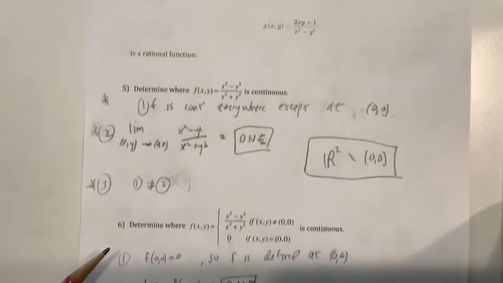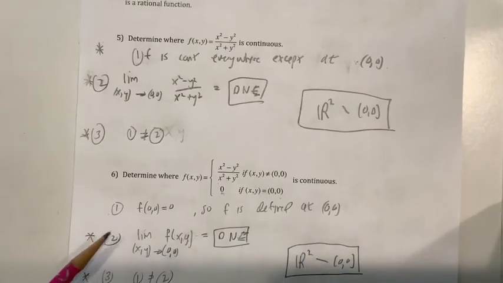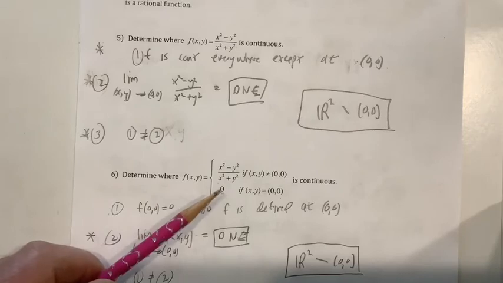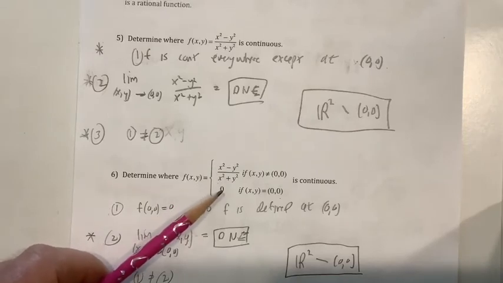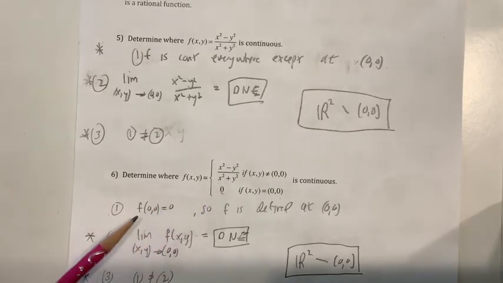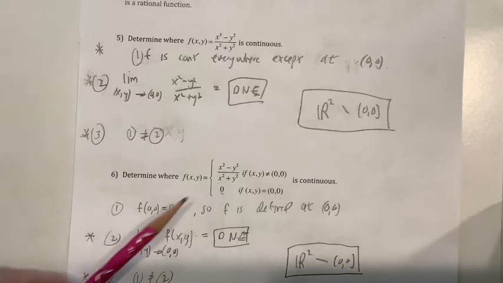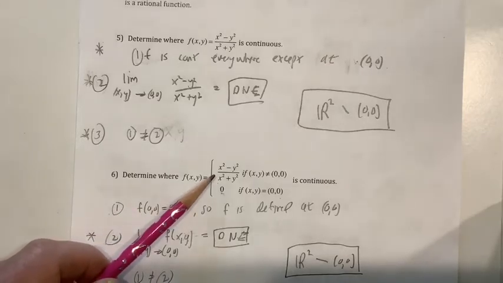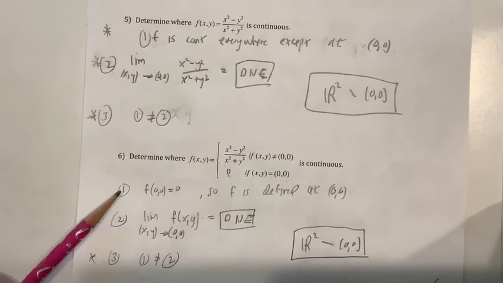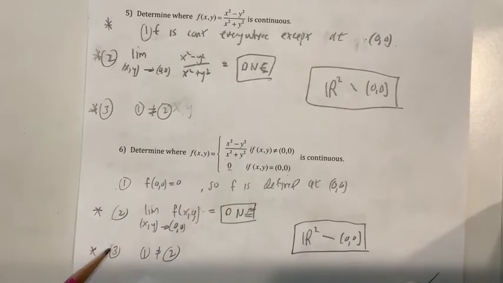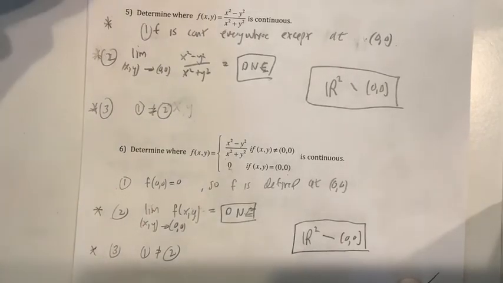And that's one way you can write it. So here's an example where this function is defined at (0,0). In fact, this is a piecewise function. It's defined to be 0 at (0,0). So it satisfies condition 1 of continuity. Does the limit exist, however? We actually proved earlier that this limit does not exist. So this satisfies condition 1, fails condition 2, and then therefore it fails condition 3. So where is it continuous? Everywhere except (0,0).